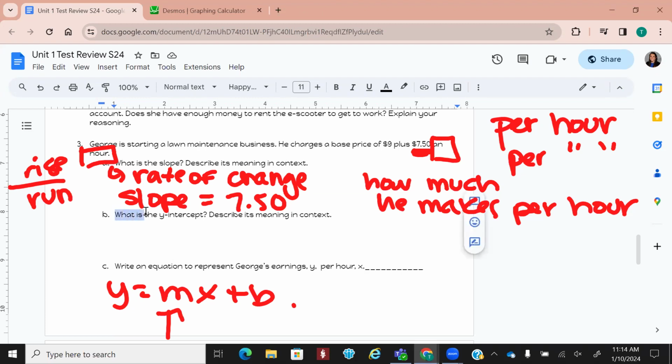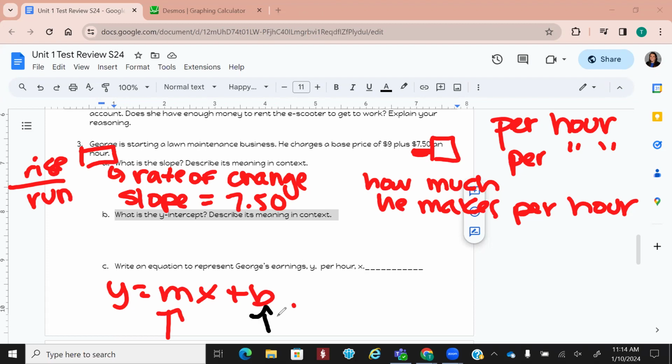Now, part B says, what is the y-intercept and describe its meaning in context. So when your math teacher says, hey, we're going to talk about y-intercept, what do they always say? It's okay to be wrong. I promise, safe space. I'm going to tell you whether you're right or wrong. That's my job. Y-intercept, what is it?